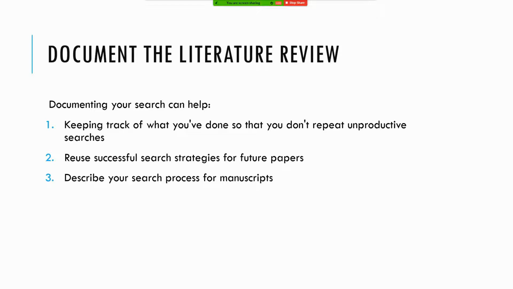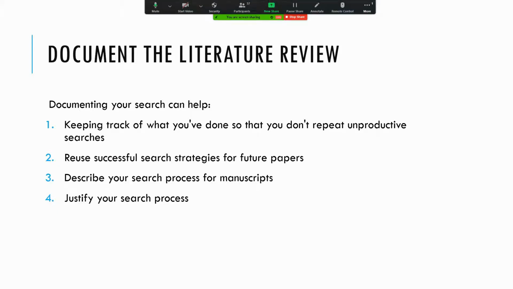Describe your search process for the manuscript. If you are writing a systematic literature review, this is particularly important. How did you search the papers for your systematic literature review? Justify your search process. This is again increasingly important. Why a particular searching style? What strings did you use? And how did they help you in your search process?